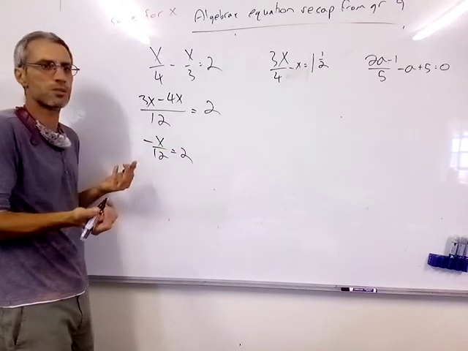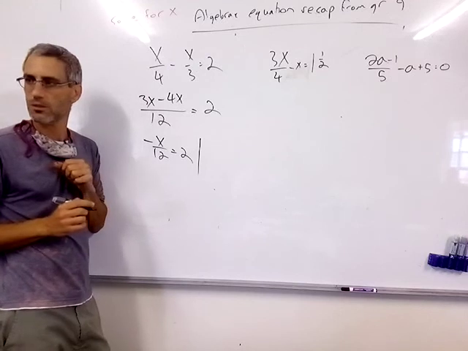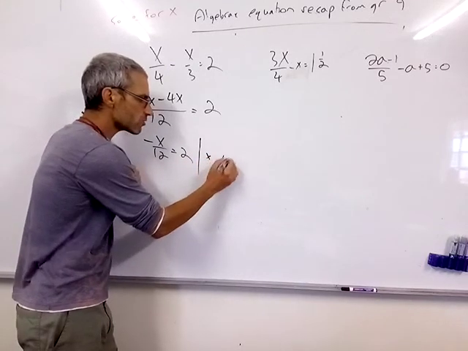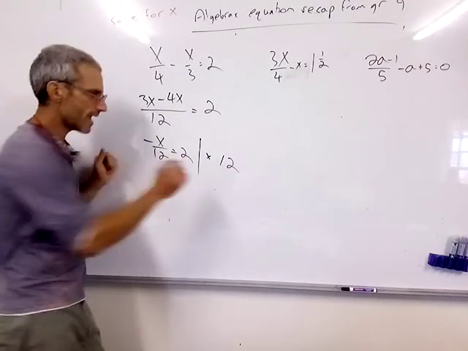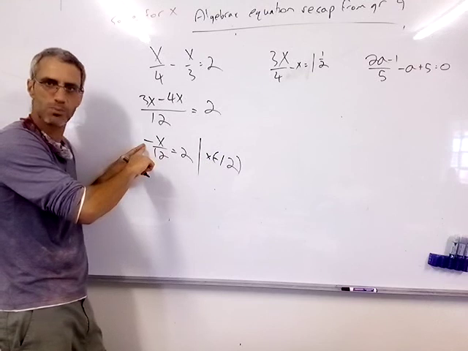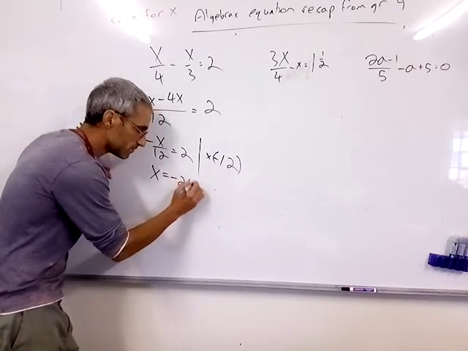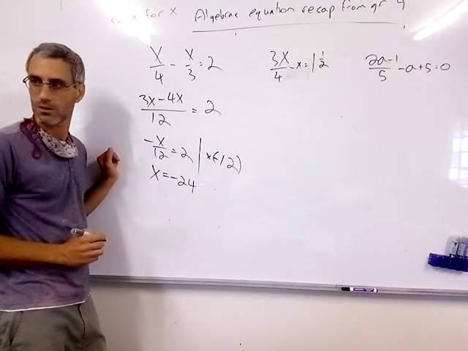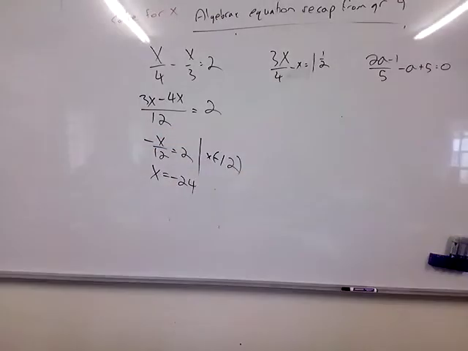What do we do now? You take the 12 over. Okay, but how do I get rid of the 12? You times. But I don't want to get rid of just the 12, I want to get rid of the minus. So what should I multiply by? Negative 12. And that will get rid of the minus because minus times minus is plus, and it will get rid of the 12. So x equals minus 24. I'll just pause here for questions.